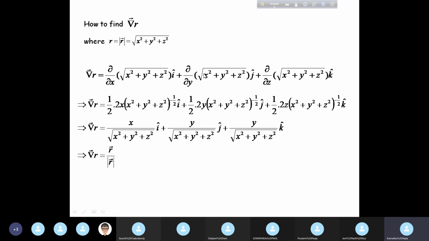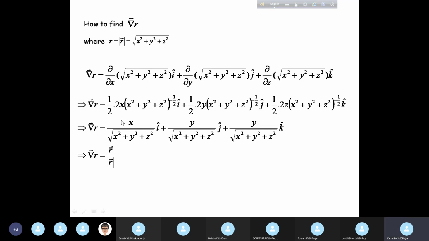All right. Similarly, the second term is half into 2y, x square plus y square plus z square whole to the power minus half, j cap, plus half into 2z, x square plus y square plus z square whole to the power minus half, k cap. Okay, I'm sure everybody understands this step. It's just differentiating this function of x with respect to x.